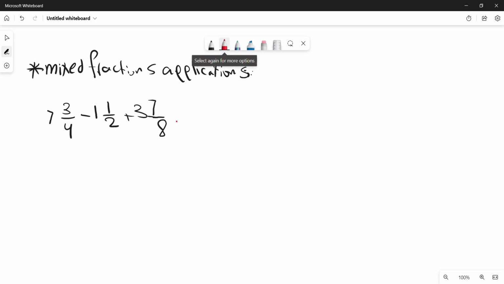Today we're going to talk about the idea called mixed fractions and applications. We're going to talk about what a mixed fraction is and how we solve mixed fraction equations. First of all, we know that a fraction contains two parts, a and b, and always a should be smaller than b.